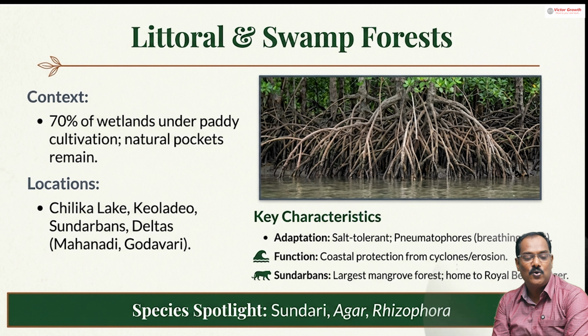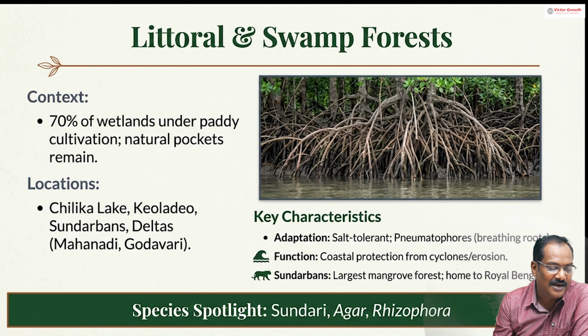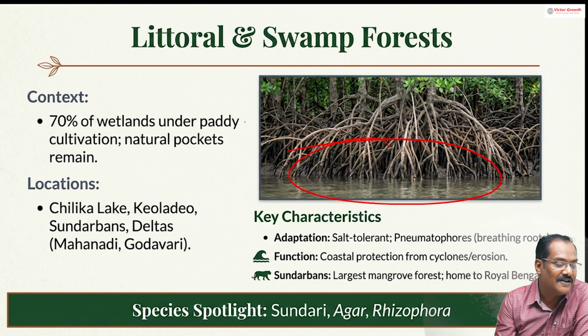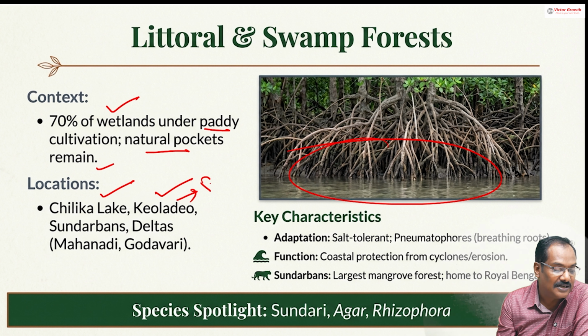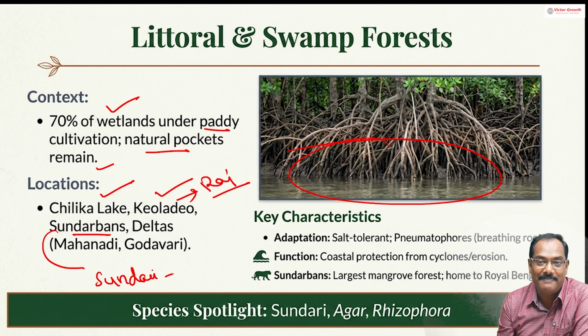Then comes littoral and swamp. That is marshy land, like water submerged. 70% of wetland is under paddy cultivation, natural pockets remain. These are the places: Chilika Lake, Keoladeo Ghana. Where is this? It is in Rajasthan. Sundarbans: the Sundar word comes from the Sundari trees, which is a mangrove forest.